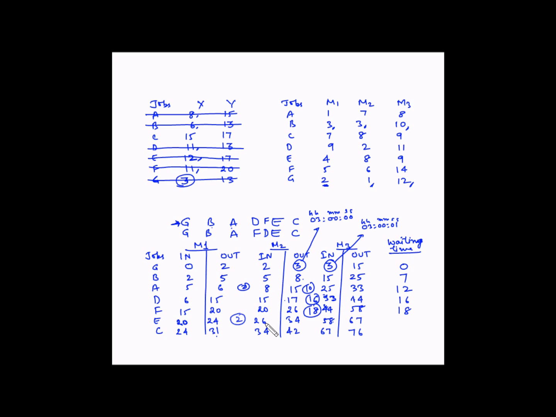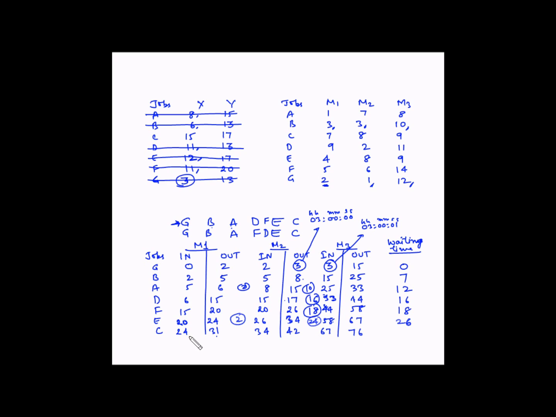Now it goes into M2 on the 26th hour and comes out on the 34th hour, and then goes into M3 on the 58th hour. So there is a waiting time of 58 minus 34, that is 8 minus 4 is 4, and 5 minus 3 is 2, so 24 hours. So overall for job E, the wait time is 24 plus 2, that is 26.